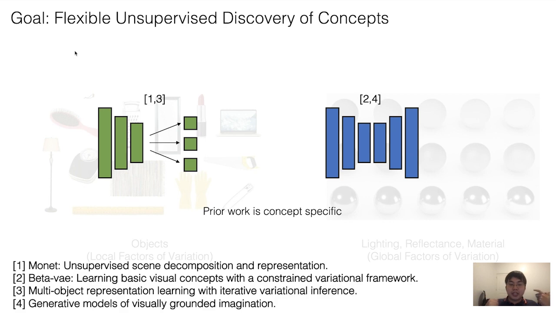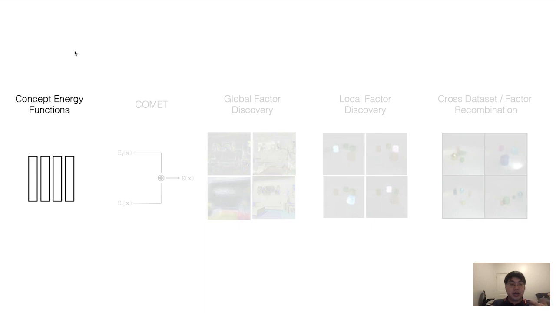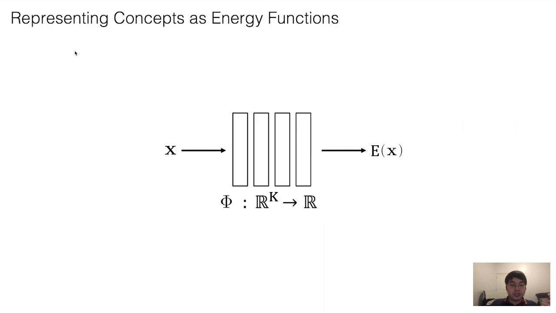of variation. In this paper, we are interested in discovering in an unsupervised manner these concepts in a unified way, such that on one hand we can discover these objects, but also on the other hand we can discover global factors of variation. In this talk, I'll first describe representing concepts as energy functions, then our underlying approach for discovering these energy functions unsupervised, and end with a set of results showing the applicability of our approach.